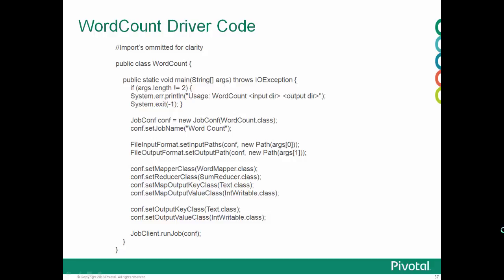Set mapper class you use to identify the Java class for the mapper. Set reducer class you use to set the Java class for the reducer. Set map output key class is used to identify the data type for the output key, and set map output value class is used to identify the data type for the output value from the mapper. Set output key class identifies the data type for the output key from the reducer, and set output value class specifies the data type for the output value from your reducer.